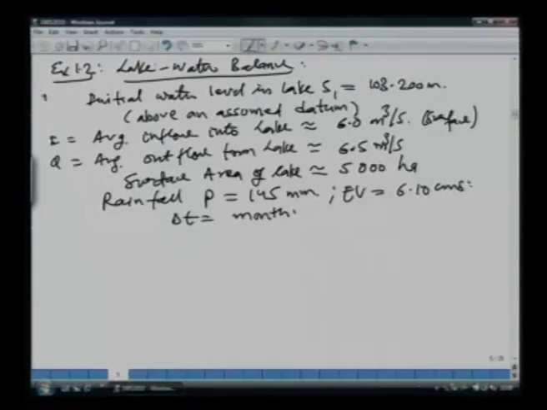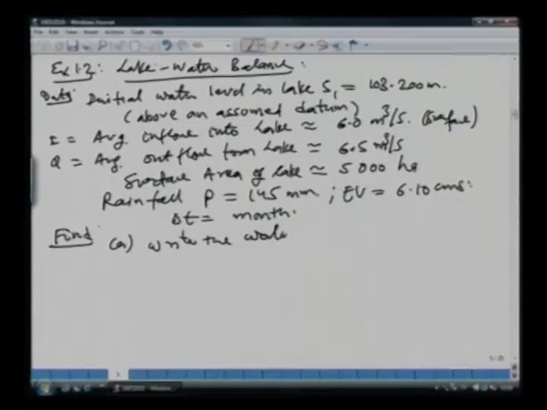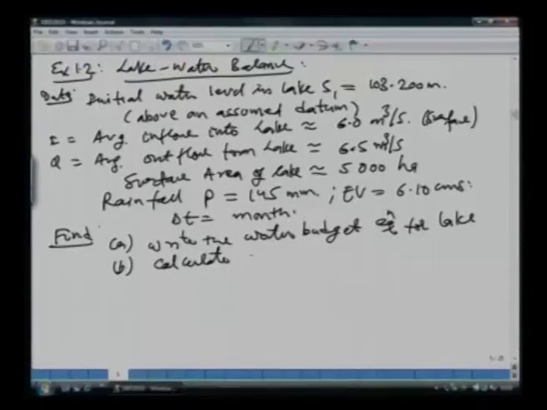So, these are the data that are given to us, and what we have to find is A, write the water budget equation for the lake, and B, calculate the water surface elevation at the end of the month.